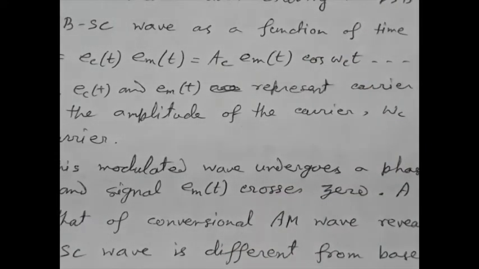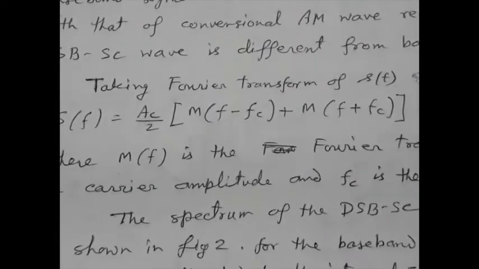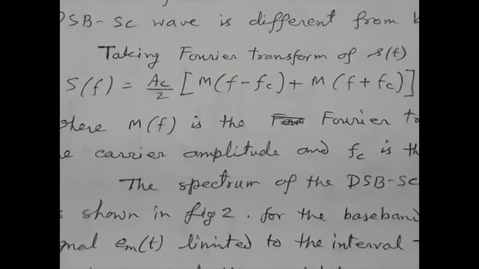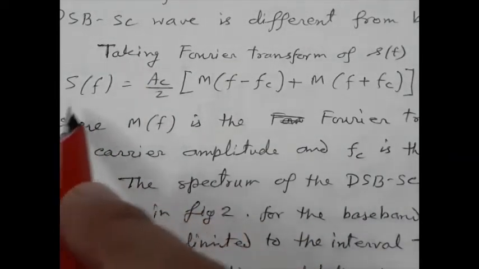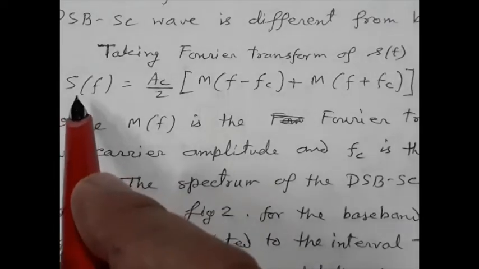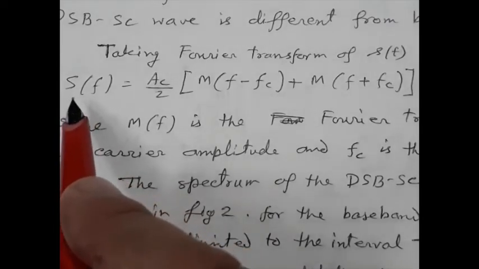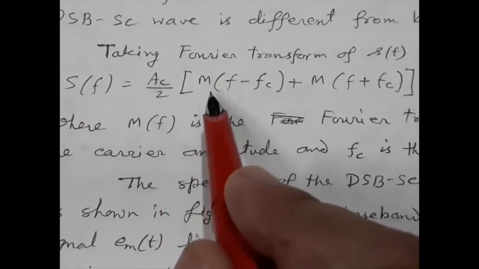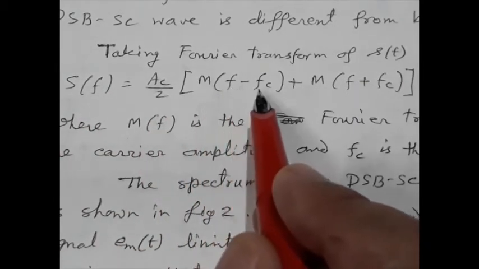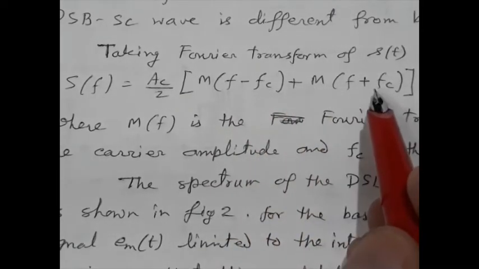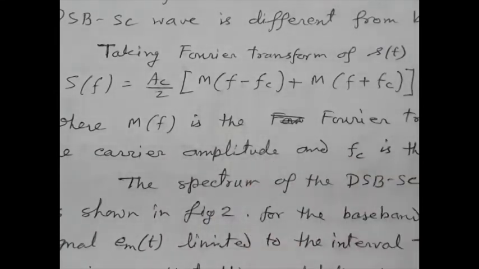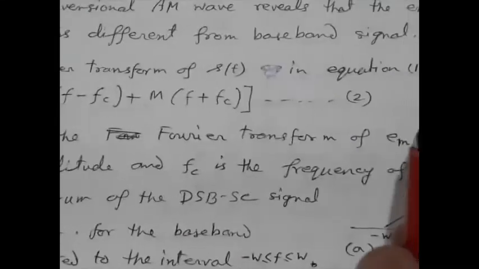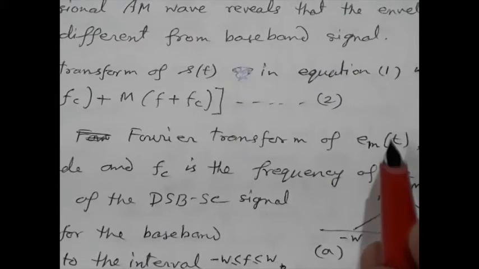Now if we take the Fourier transform of this expression, then the corresponding spectrum will be like this. The transform will be like this: S(f) equals Ac/2 [M(f minus fc) plus M(f plus fc)], where M(f) is the Fourier transform of em(t).